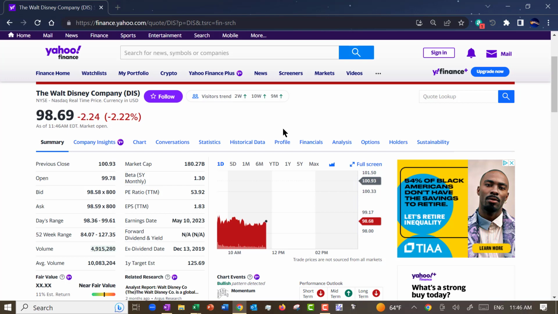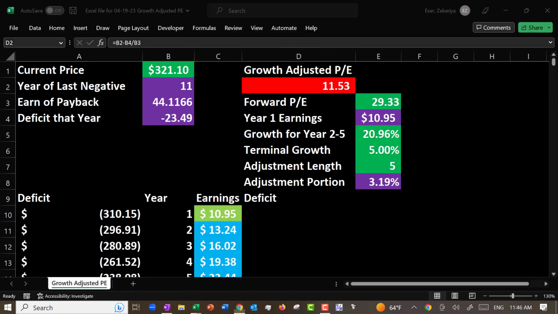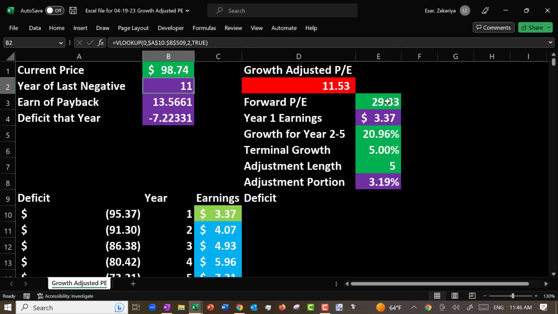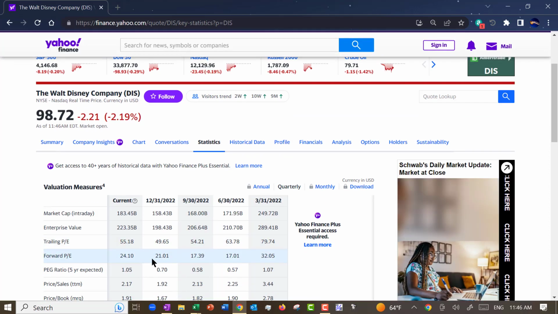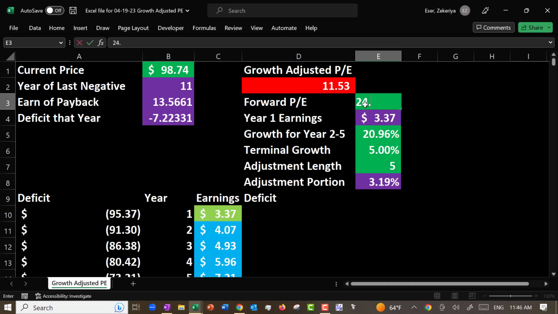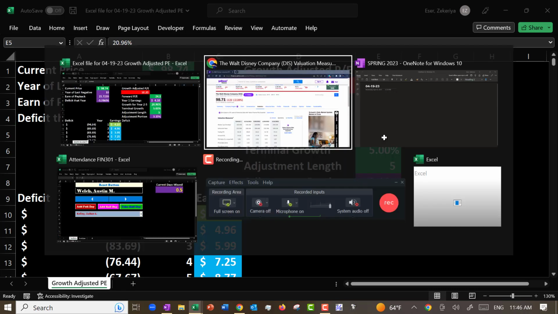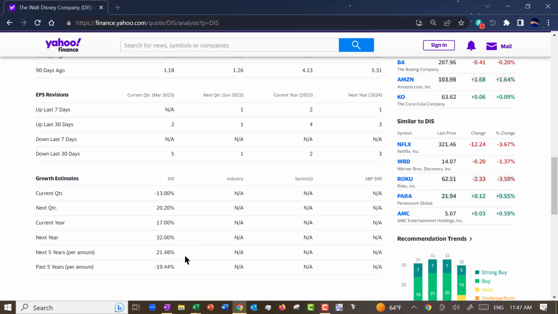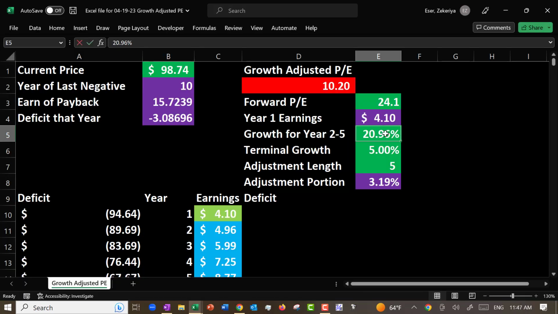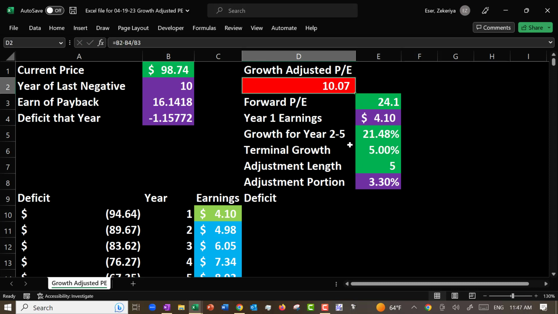Disney 98.74. Forward PE 24.10. Growth rate, I think it was higher, 21.48. 10.07. So there isn't that much difference between them, okay? Once you adjust for growth.